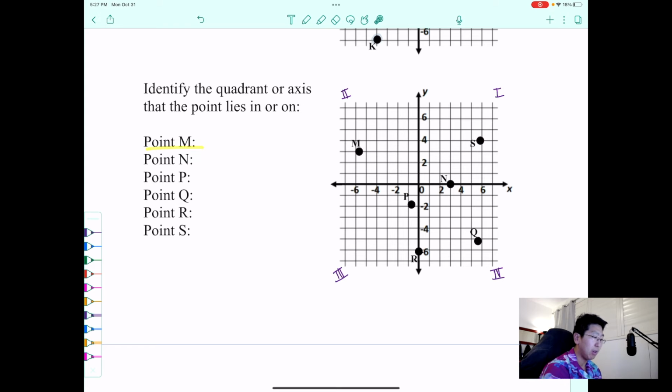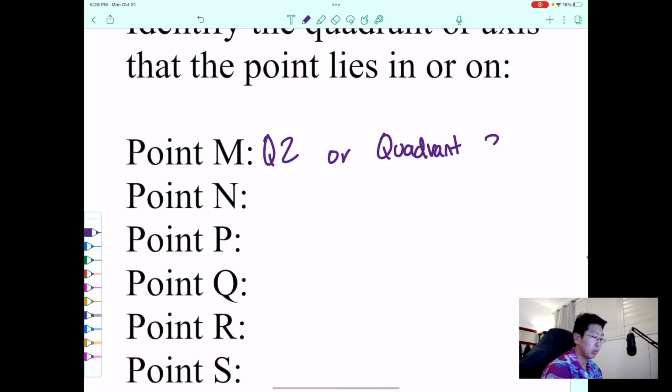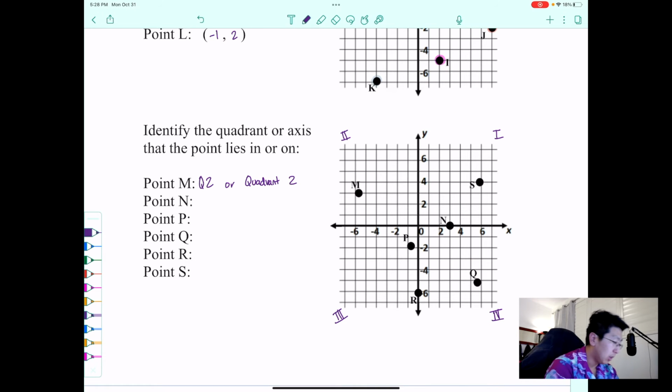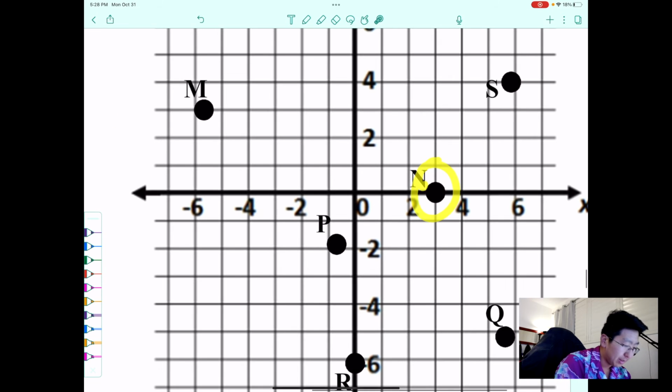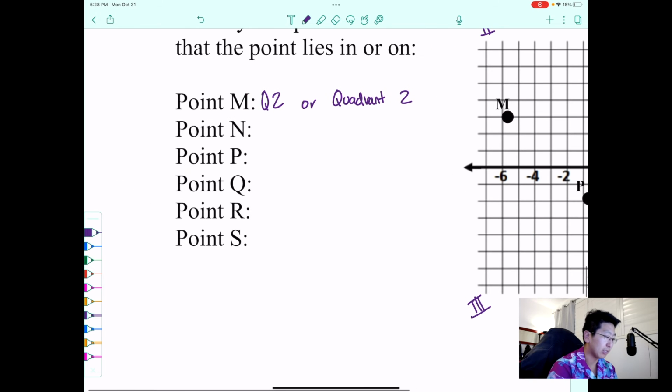And so let's start with point M. Point M is right here. It's not in quadrant 1, it's in quadrant 2. So you're just going to put Q2, or quadrant 2 if you want to write it out. I don't, so I'm going to stick with the shorter version. Quadrant 2. Point N is right here. That is not in any of these quadrants. It's on the line, which is on either the X or Y axis. If you remember what axis this is, X axis.